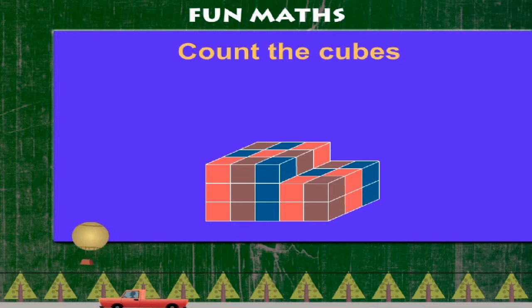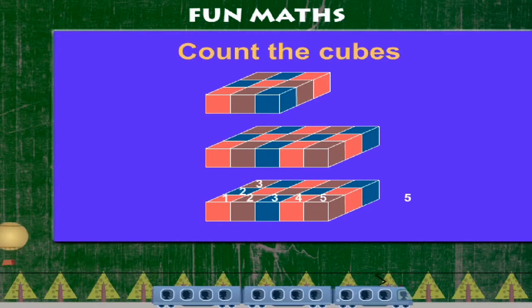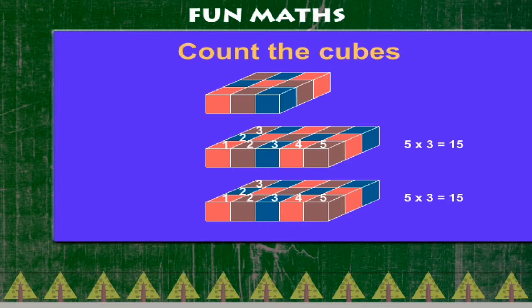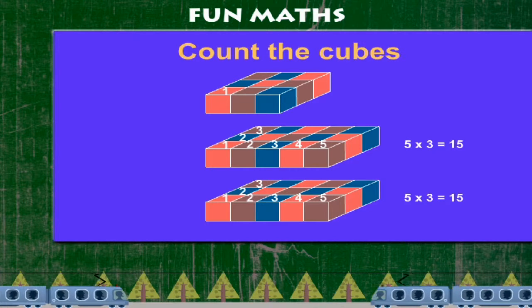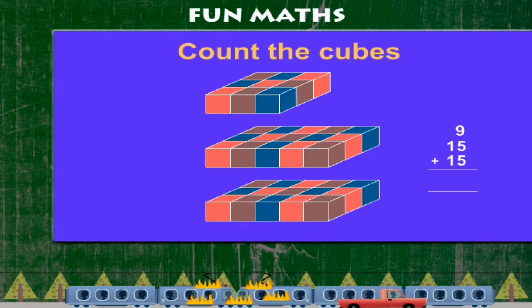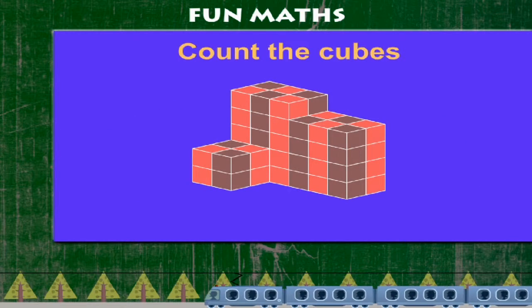Let's see another pack of cubical blocks. Separate the layers and count. 5 cube length and 3 cube width, so 15. The next layer is also 15 cubes. The top layer is 3 into 3 is equal to 9 cubes. Add all this and you get 39 cubical blocks.